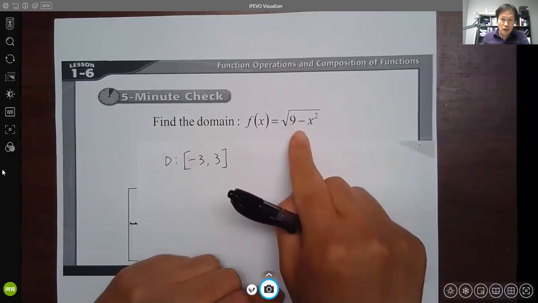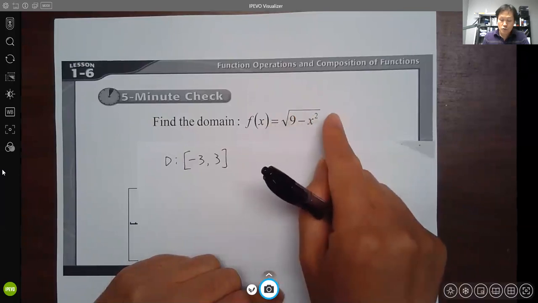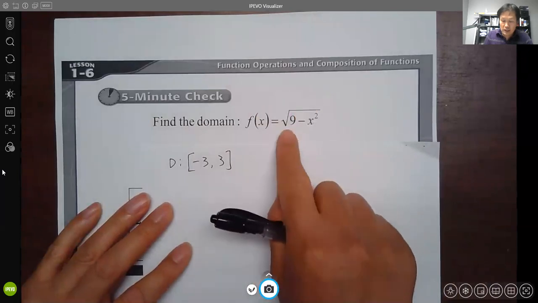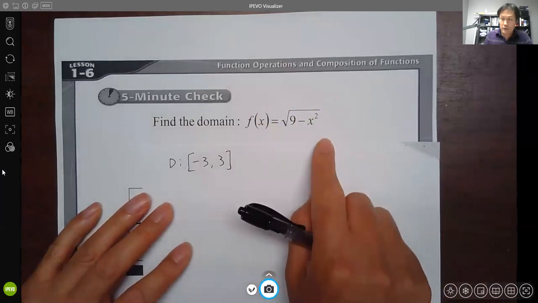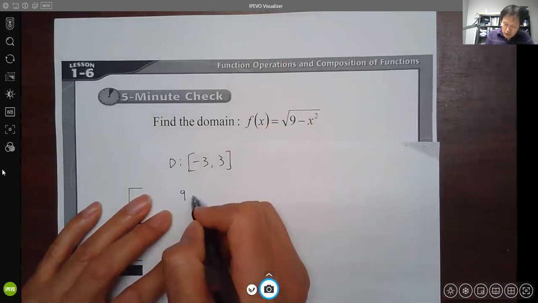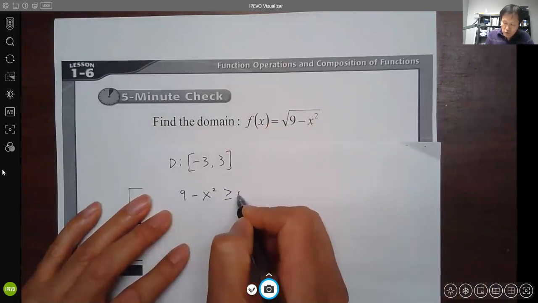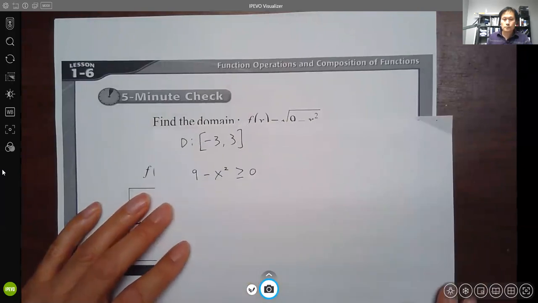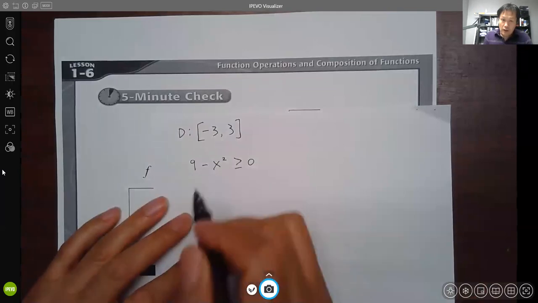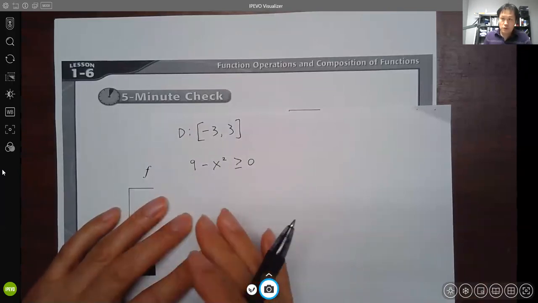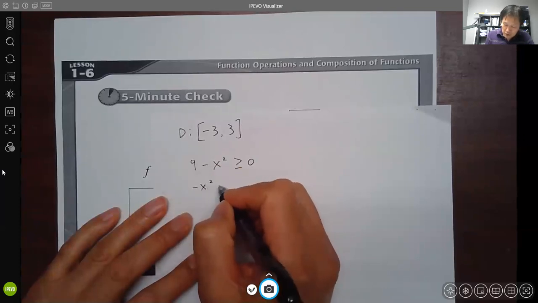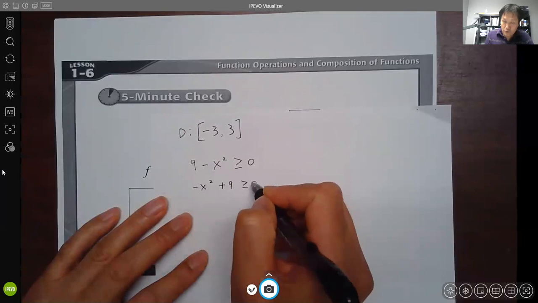This is the second style, square root. So how do you solve the domain problem with the square root? Inside the square root cannot be negative. So inside the square root, you let that be greater than or equal to 0, and you're solving for x. Here, I like to write in descending order of the power of x. So I like to write it like this: minus x squared plus 9 greater than or equal to 0.